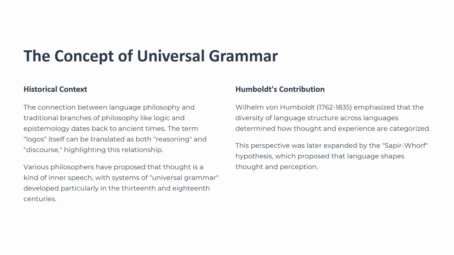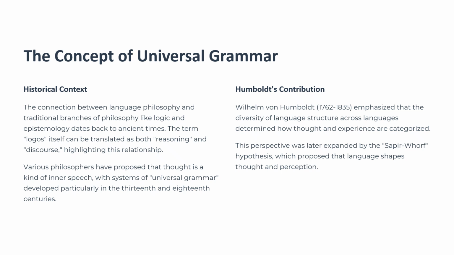The concept of universal grammar, historical context. The connection between language philosophy and traditional branches of philosophy, like logic and epistemology, dates back to ancient times. The term logos itself can be translated as both reasoning and discourse, highlighting this relationship. Various philosophers have proposed that thought is a kind of inner speech, with systems of universal grammar developed particularly in the 13th and 18th centuries.